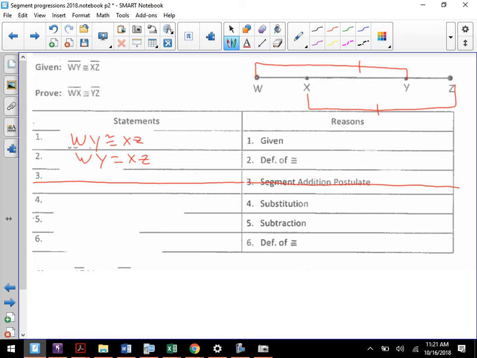So the next one, you're using segment addition twice. And if you had seen that written twice, you probably would have picked up on it a little bit easier, which basically means that I know that WY is made up of what two smaller segments? There you go. I know that WY is made up of WX and XY. I know that XZ is made up of XY and YZ.